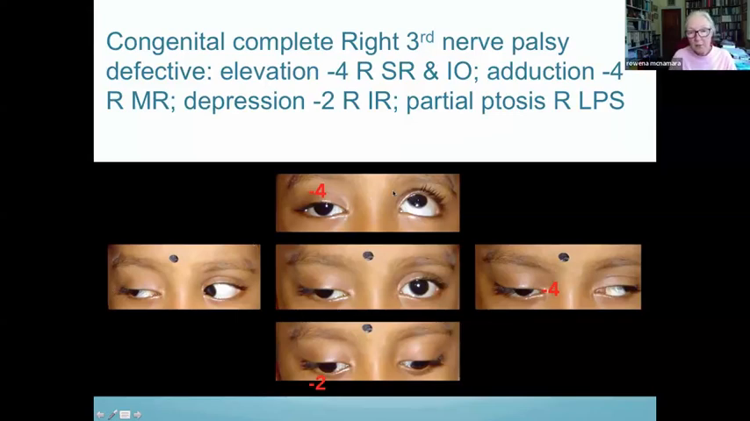Remember that looking upwards is testing both the superior rectus and the inferior oblique. So although I haven't got pictures of the diagonal positions, when they look up to the right, it will be -4. And also when they look up to the left, they also cannot elevate with the inferior oblique not working. So the third nerve innervates the superior rectus and the inferior oblique.